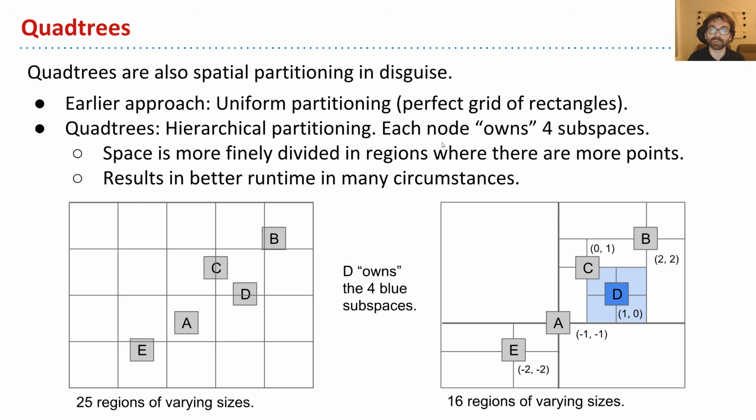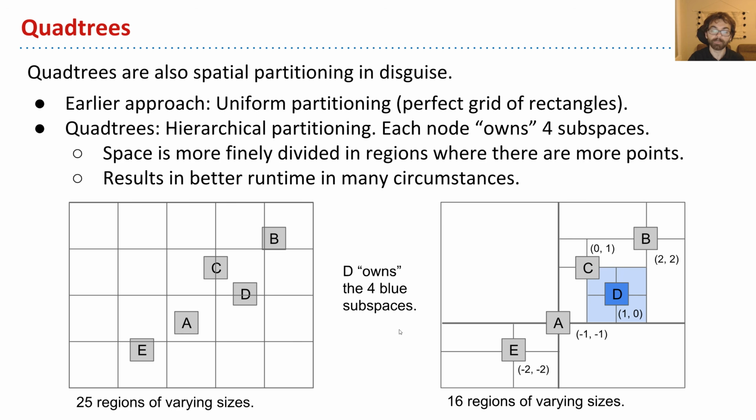So basically each node owns 4 subspaces. So A has the top left subspace, the top right, the bottom left, and the bottom right. And how it works is that as you add more and more points, then you can think of space as getting more finely divided in those regions. So over here where there are no points, there's just one big old region, which is the northwest of A. However, on this side where there are more points, we see that we get these relatively fine-grained spaces, where D here owns just these 4 little regions.